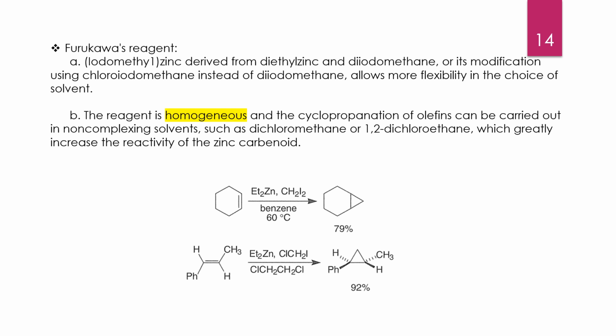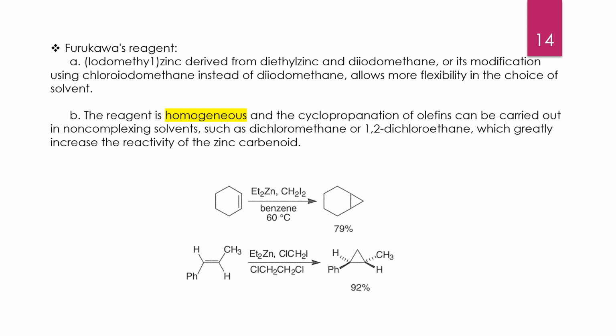So the advantage of Furukawa's reagent was that the reagent was homogeneous. The reactivity will be high, obviously, because it is homogeneous with the normal organic compound. And the second point is that with this reagent, we can use less coordinating solvents like DCM, and DCE, that is 1,2-dichloroethane, and dichloromethane. We can use all these because these are highly non-polar and highly non-coordinating. So these won't affect the other substituents of the reaction, and also they won't coordinate with the zinc.